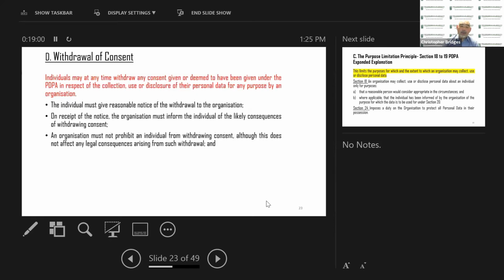An individual who has provided his personal data may at any point in time withdraw his consent. All right, and the PDPA then imposes certain obligations, requirements on the organization in order to comply with the request for withdrawal. But at the same time, the PDPA also provides the organization certain grounds to continue using the data.